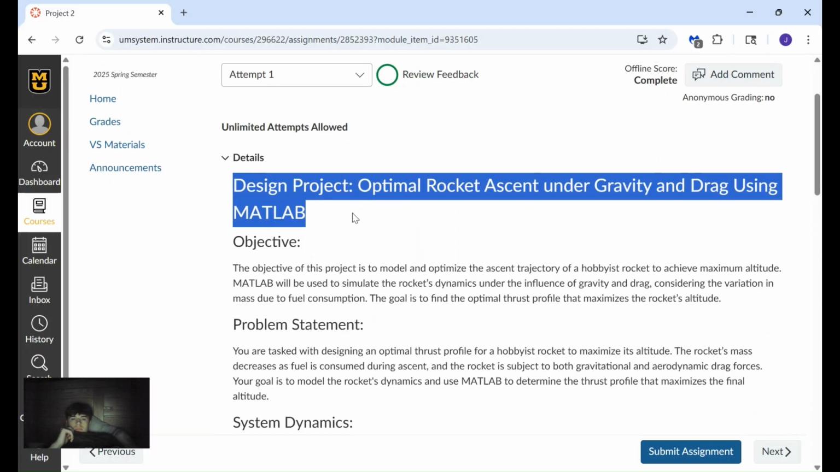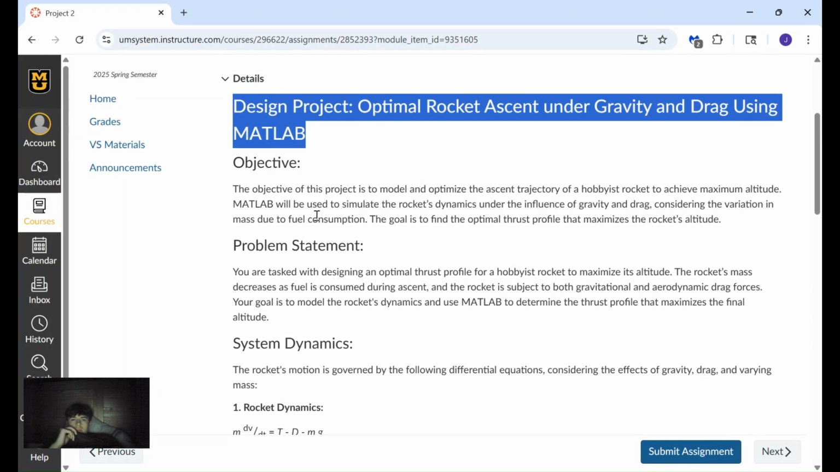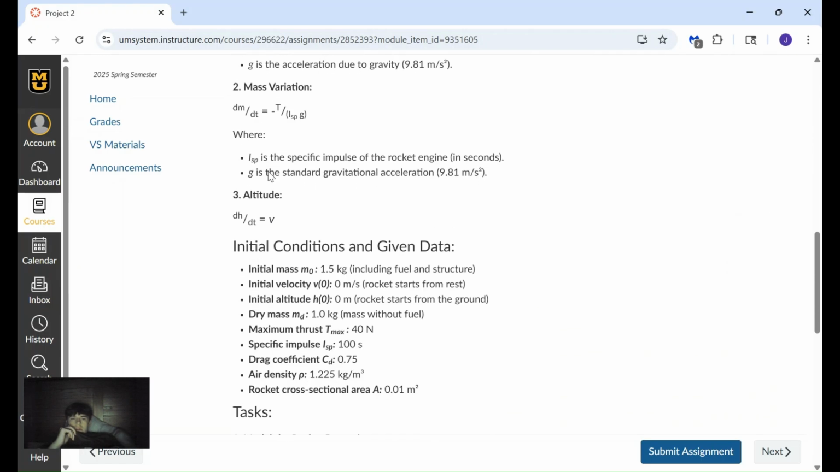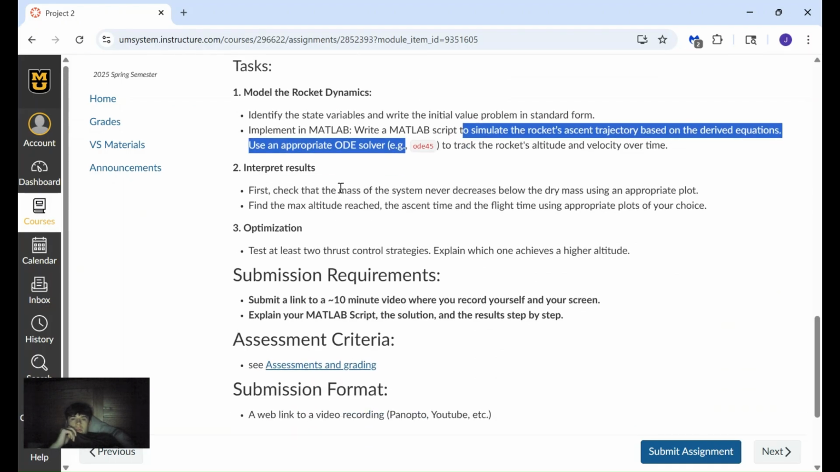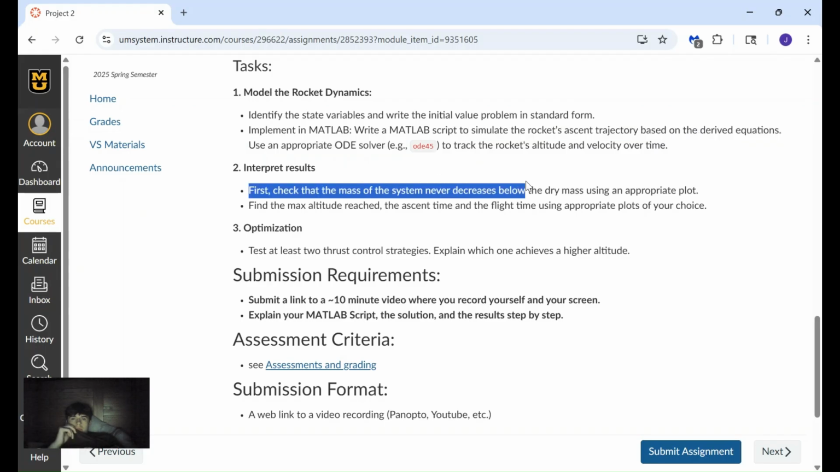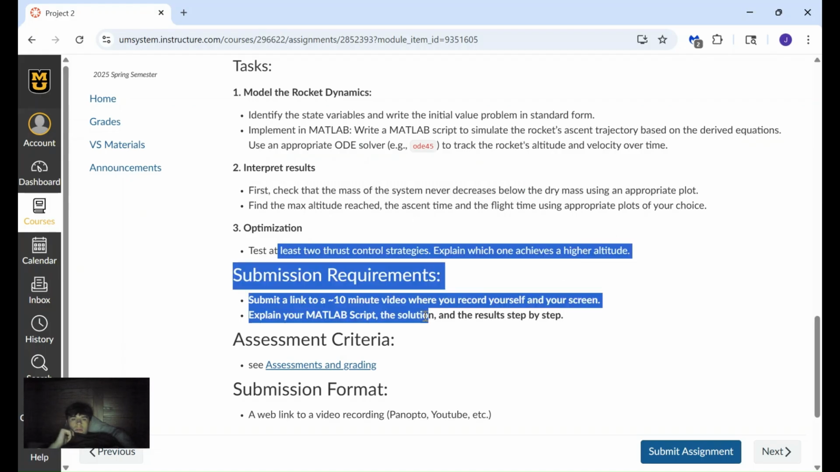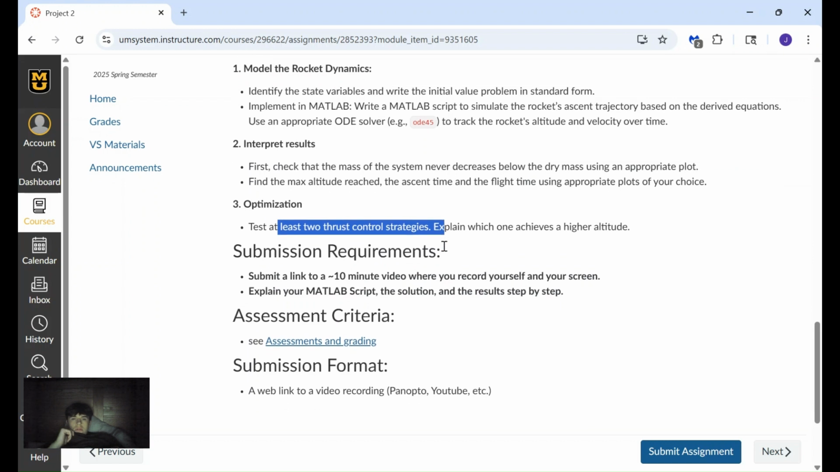Our second project asks us to design this optimal rocket ascent. Our tasks are to model the dynamics using ODE45, use plots to interpret results, and test at least two strategies, and explain which one receives a higher altitude. All right, I want to bounce over to my code now.